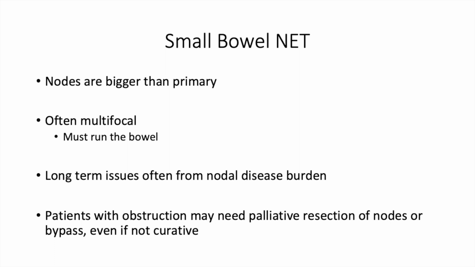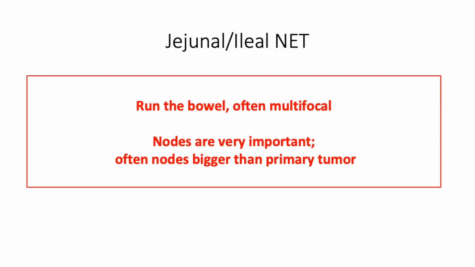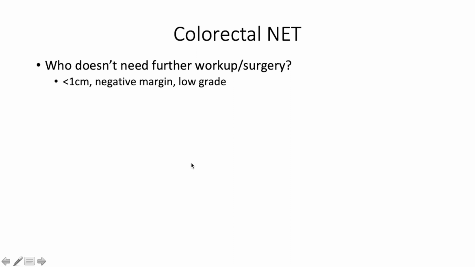And so if you have a patient with nodes that you can't resect, but one big node that's causing a problem, it's very reasonable to go in and take the nodes out that are causing a problem so that they can eat and live their life again. So again, small bowel neuroendocrine tumors, the key is to run the bowel because they're often multifocal. Nodes are very important, and often the nodes are bigger than the primary tumor.